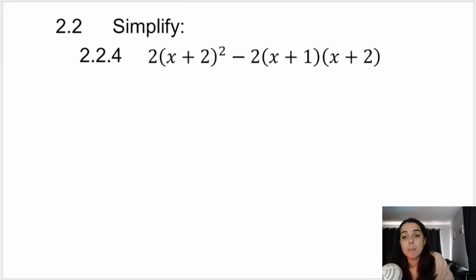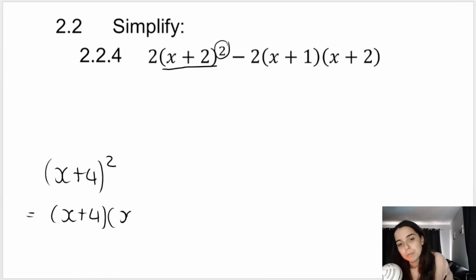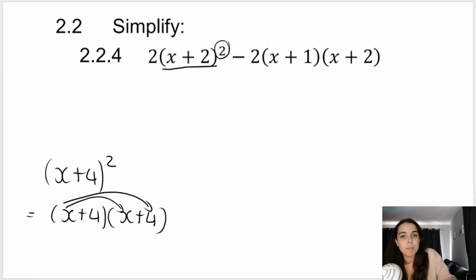Another thing that I also tell my learners is that if you see a bracket like this, and the bracket has 2 terms in it or more, and you see a squared like that, so if I have like (x plus 4) squared, what I want you to do is write the bracket out twice. X plus 4, and then we do our distributing or our multiplying.